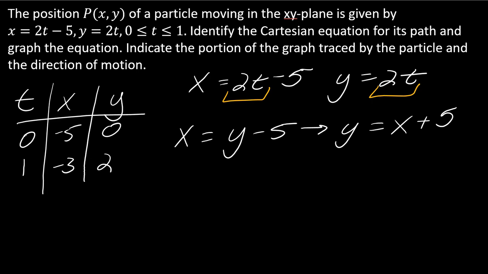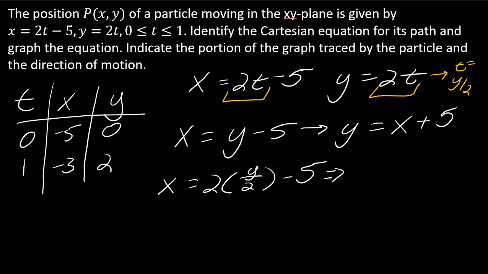Now, you can also go a longer route and say, t equals y over 2. You could solve for t, and then put it into this equation here. If I did that, x equals 2 times y over 2, minus 5. That gives me x equals y minus 5, and that gets me back to the same equation.